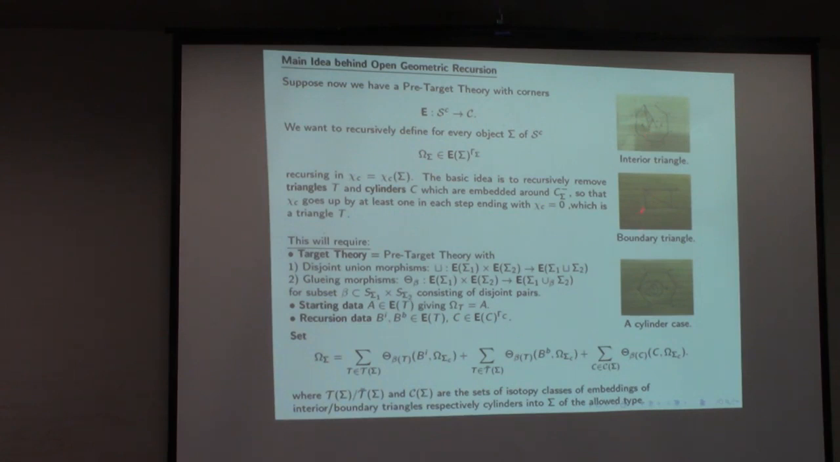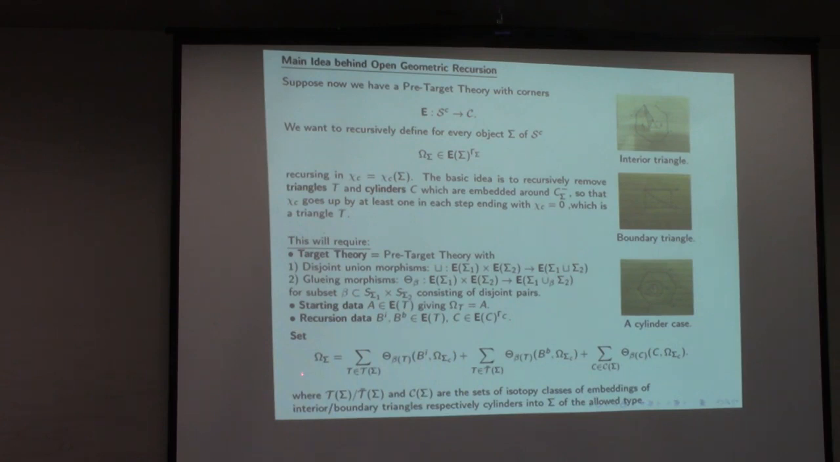And this one here I call a boundary triangle. So there are two different guys that lie in E of T, which is a triangle. And then I have a C, which is in E of a cylinder. But the cylinder has a non-trivial mapping class group because I can rotate around, gain twist around in the middle, right? So I have to have that C is invariant under that action.